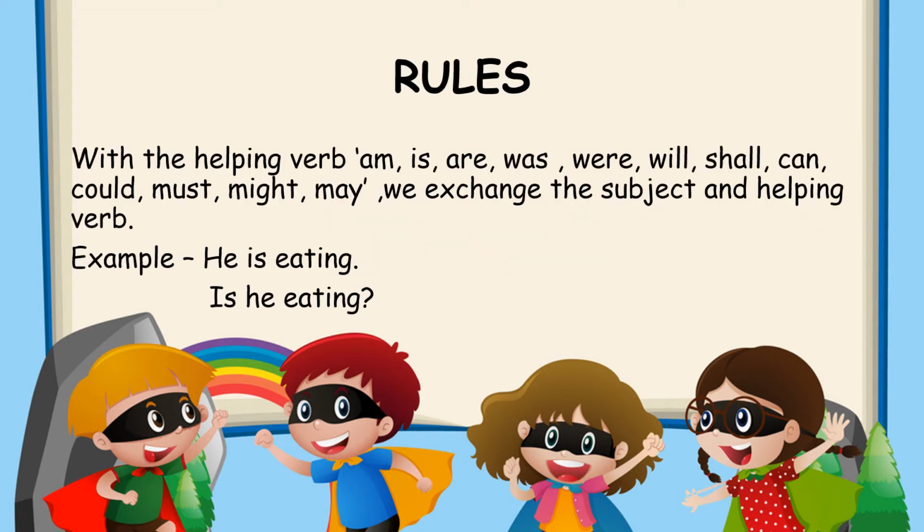Our first rule is with the helping verb am, is, are, was, were, will, shall, can, could, must, might, may, etc. We exchange the subject and helping verb. Example, he is eating. Is he eating? So, in the first rule, we change the position of the subject and the helping verb to make it an interrogative sentence.